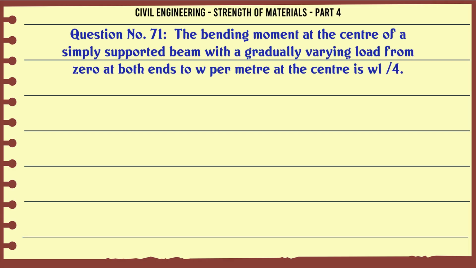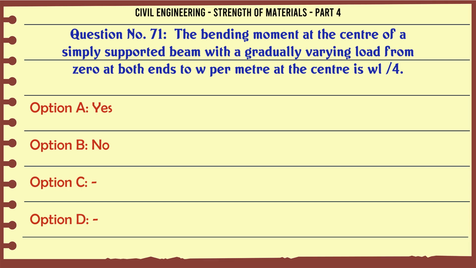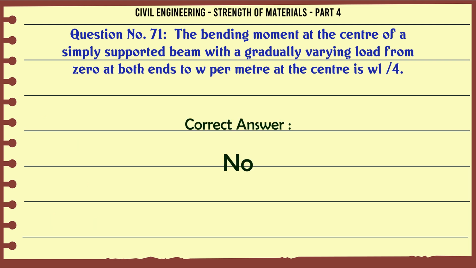The bending moment at the center of a simply supported beam with a gradually varying load from 0 at both ends to W per meter at the center is WL/4. A. Yes, B. No, C. D. The correct answer is no.